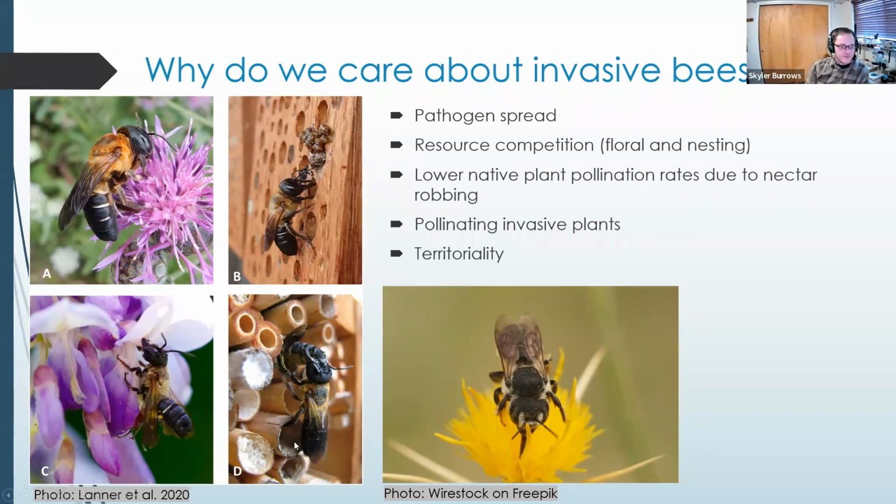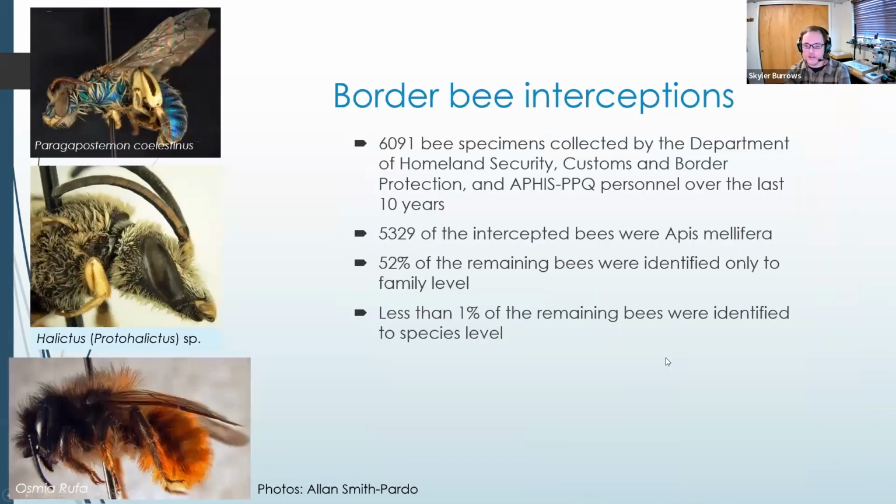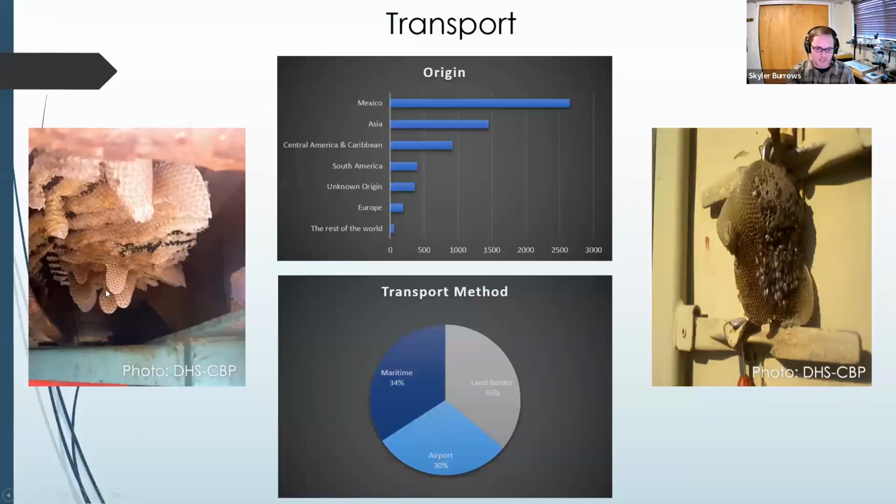All right, so does APHIS PPQ have to check for bee introductions in shipments, or do their detections fall under insect inspection in general? They do check at borders on shipments. And so you can see here some of the shipments that they've found nests on. So those are all at ports of entry.